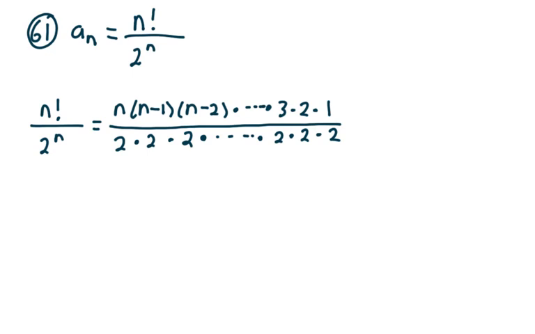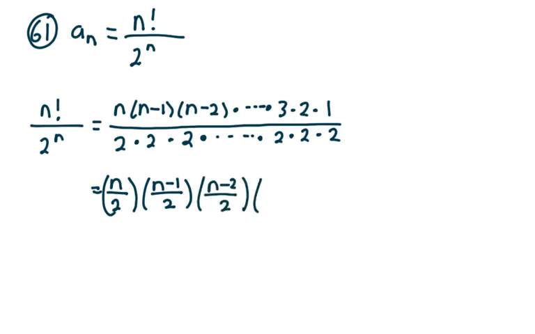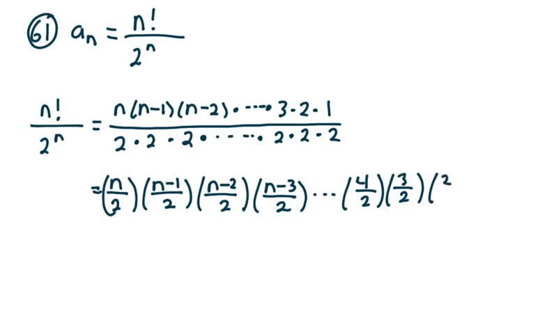All right, this is what I'm going to do. I'm going to break this apart. So I have n over 2 times n minus 1 over 2. I want you to look at this in a very deliberate way, all right? Times n minus 2 over 2 times n minus 3 over 2 times ... 4 over 2 times 3 over 2 times 2 over 2 times 1 over 2.